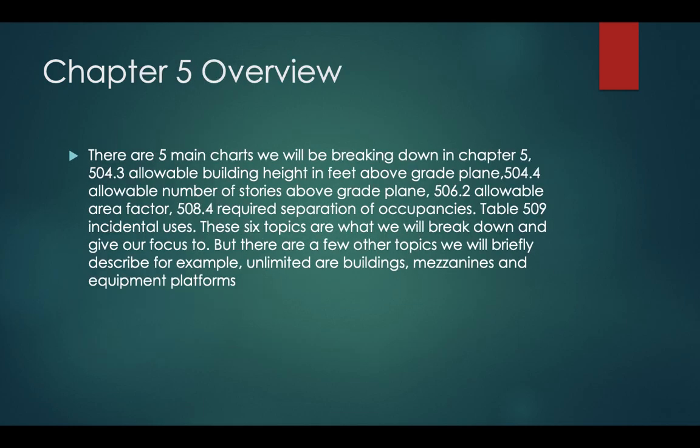So, Chapter 5 overview. There are 5 main charts we'll be breaking down in Chapter 5. 504.3, allowable building height in feet above grade plane. 504.4, allowable number of stories above grade plane. 506.2, allowable area factor. 508.4, required separation of occupancies. And Table 509, incidental uses. These are the topics we will break down and give our focus to, but there are a few other topics we will briefly describe, for example, unlimited area buildings, mezzanines, and equipment platforms.